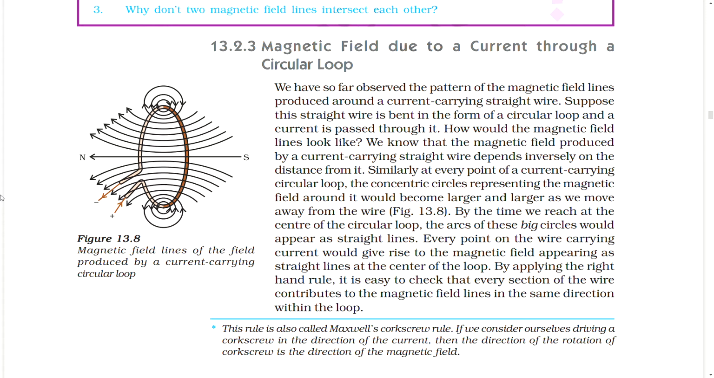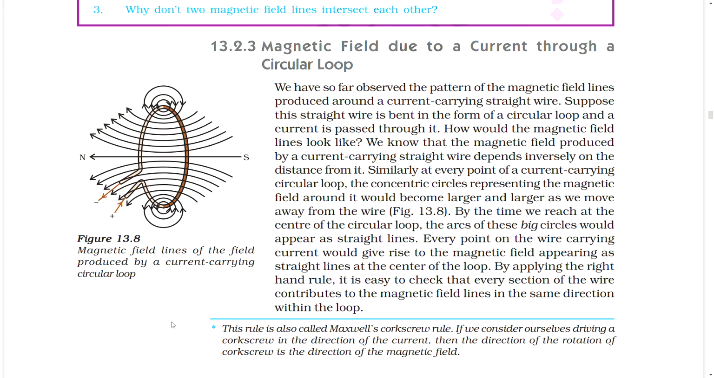By the time we reach the center of the circular loop, every point on the wire carrying current would give rise to the magnetic field appearing as straight lines at the center of the loop. By applying the right hand rule, it is easy to check that every section of the wire contributes to the magnetic field lines in the same direction within the loop. Figure: magnetic field lines of the field produced by a current carrying circular loop, north-south.